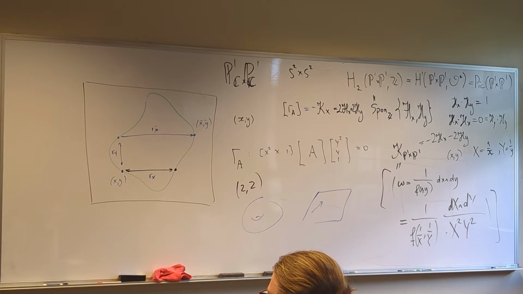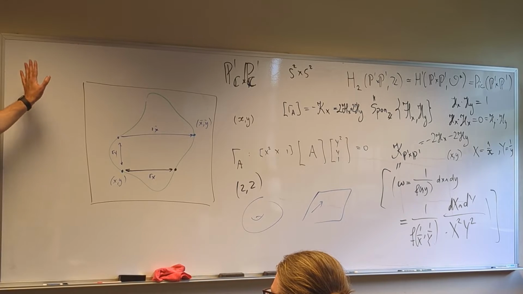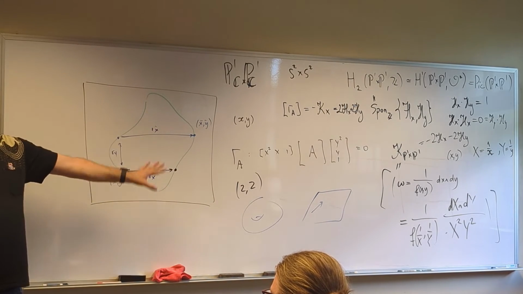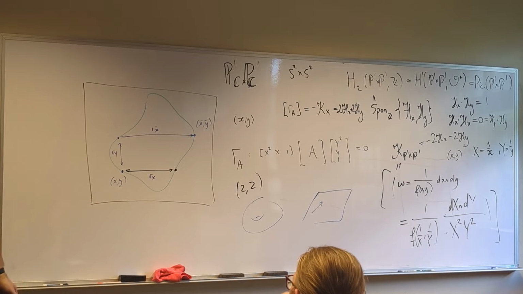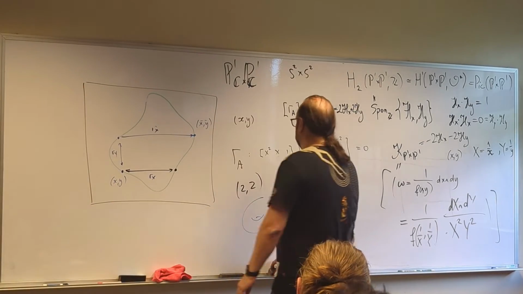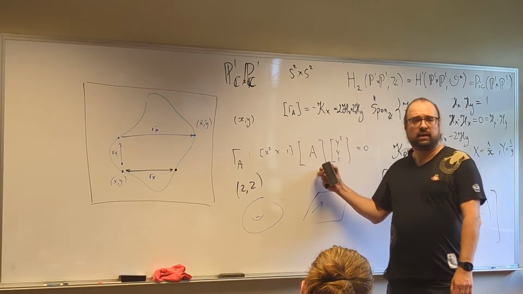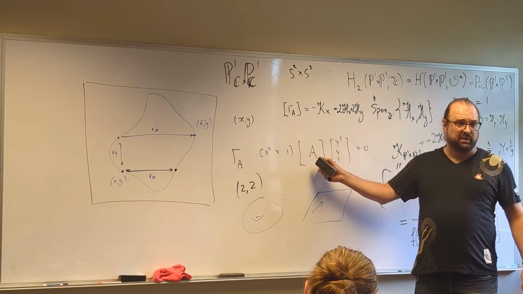So what to do? And the answer is very simple. Try to somehow foliate the plane by two curves. For that, you do the following. So I have this curve gamma A, determined by the matrix A.